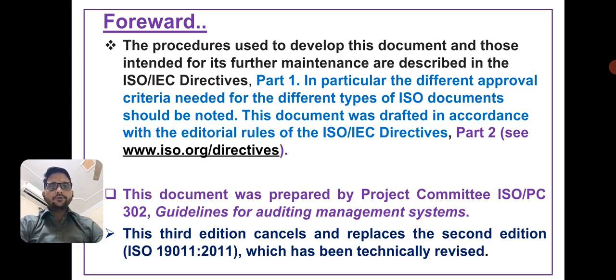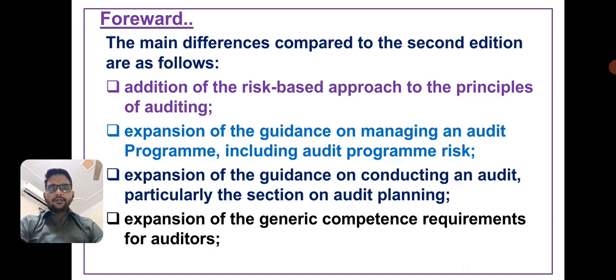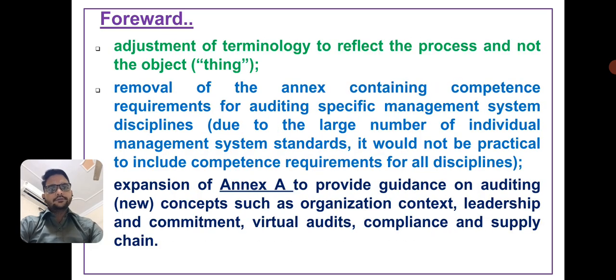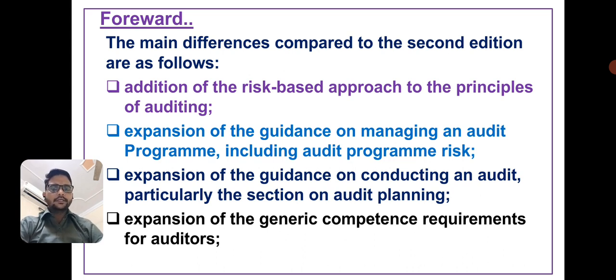This is the third edition of ISO 19011-2018, which replaced and cancelled the second edition published in 2011, which is technically revised. The main differences compared to the second edition are additions of a risk-based approach, in the principles of auditing and planning, and expansion of guidance on managing audit programs, including audit program risk. Next is expansion of the guidance on conducting an audit, particularly the sections on audit planning. Next is expansion of generic competency requirements for auditors and auditees.